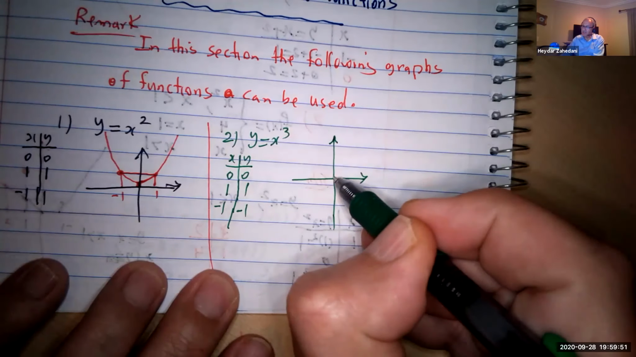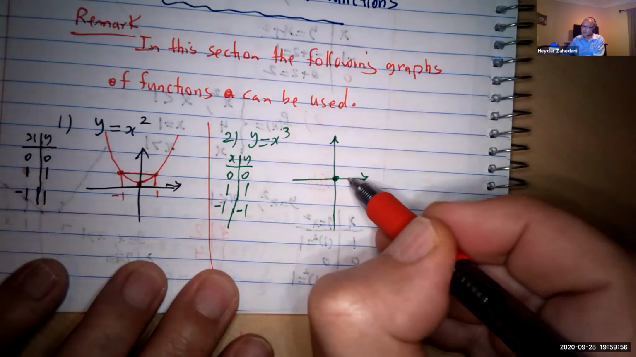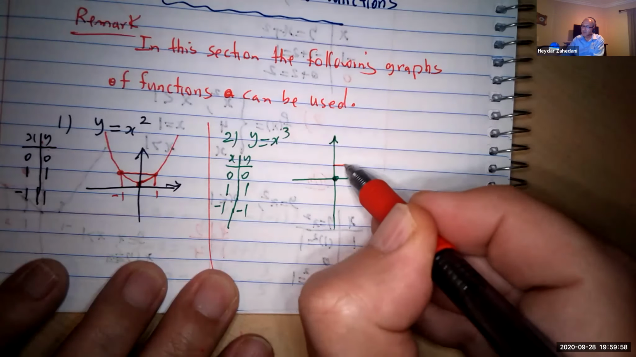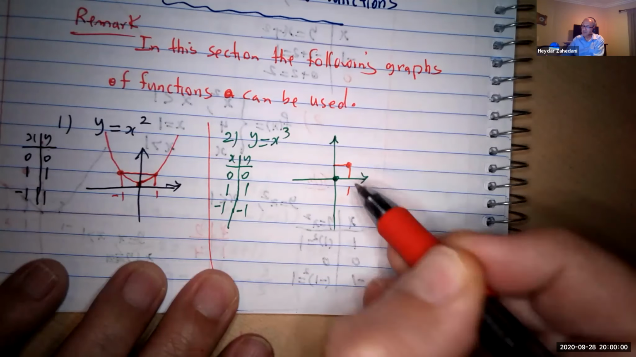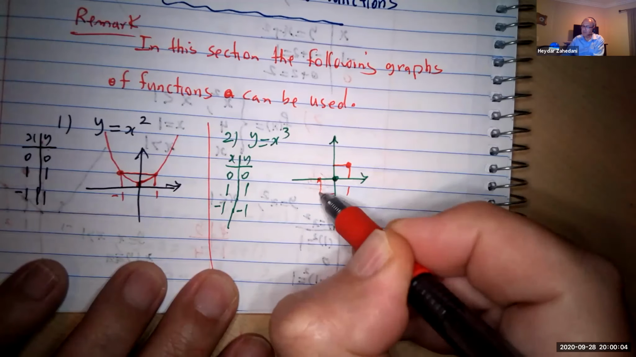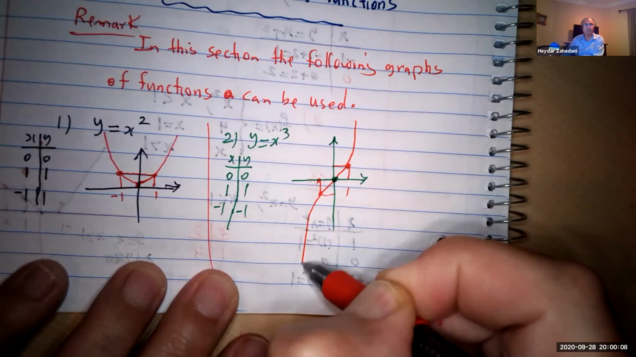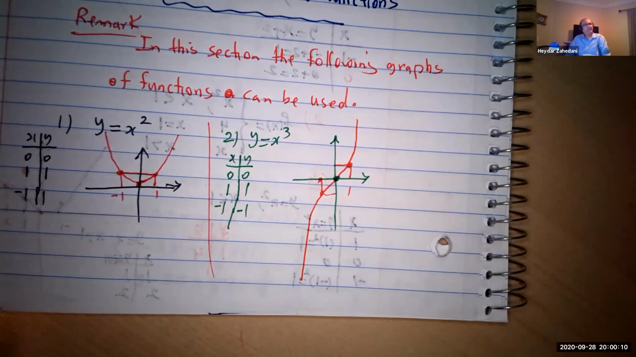Okay, this is going to be 0, 0. Then you have 1, 1. This is going to be 1, 1. Remember, that's negative 1, negative 1. This is going to be negative 1, negative 1. And this is going to be the graph of this function. I mostly use this one. But this is going to be the case. And that's the second one.